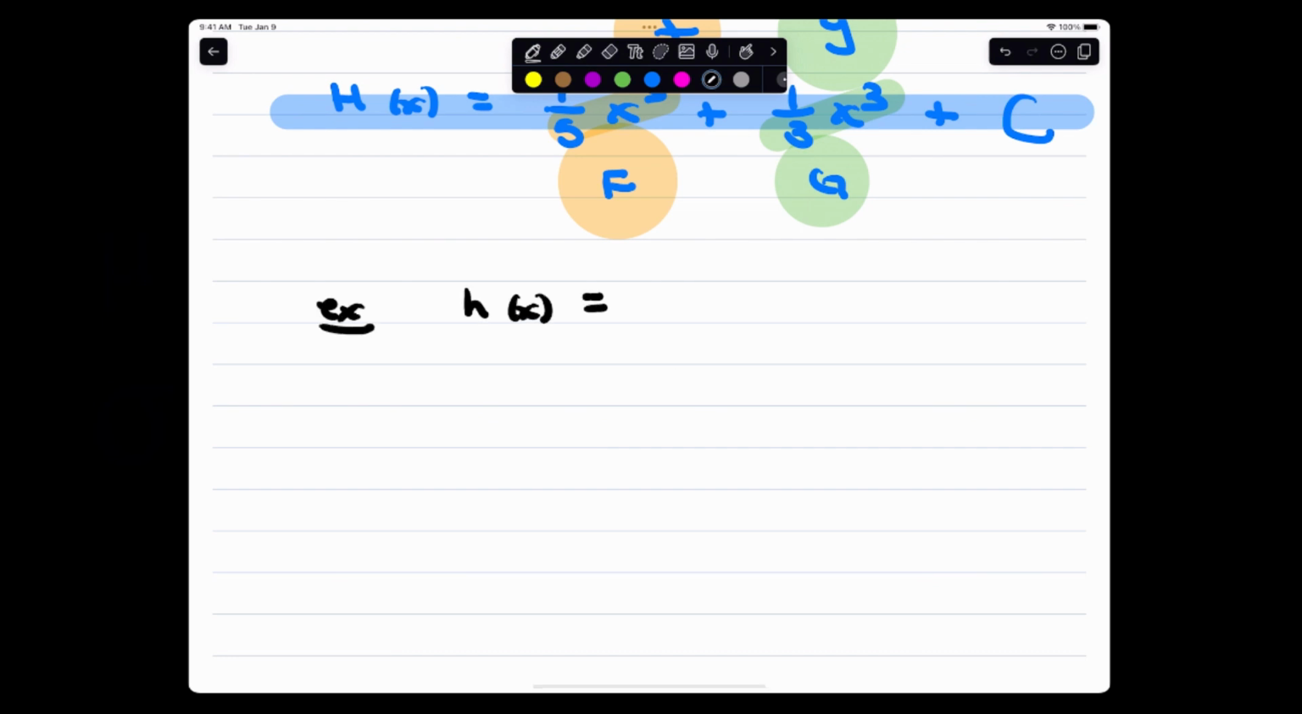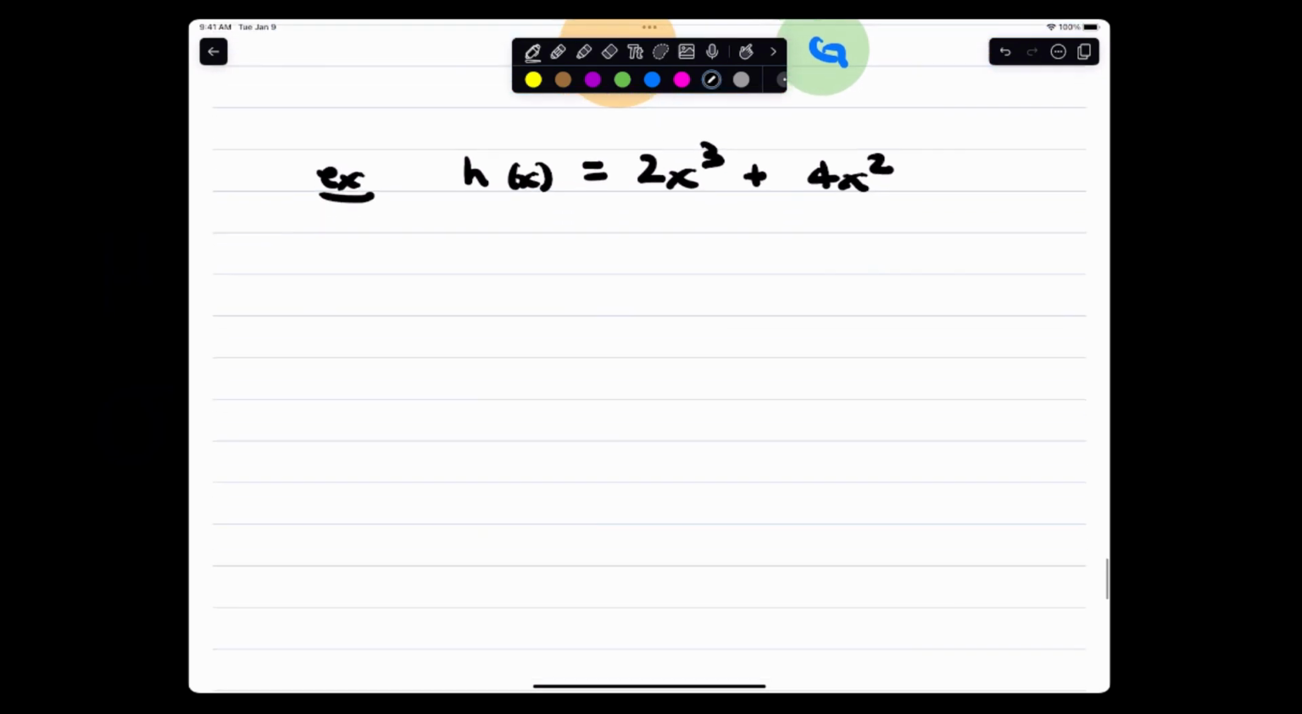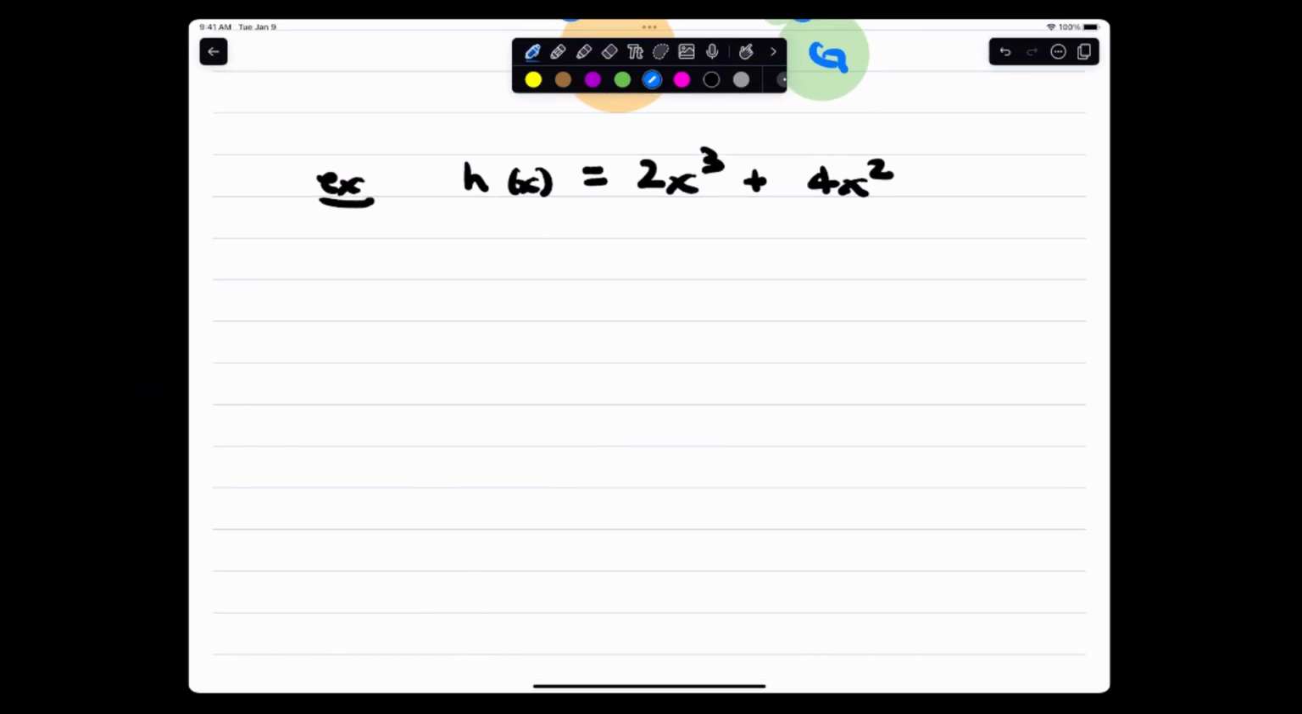Or we're reviewing. What do they say? What do they give me? 2x cubed, Mr. Judge, plus 4x squared. How does that change my question now? Well, what do you guys do again? Here's what you guys do. These two are what? Aren't these constants?